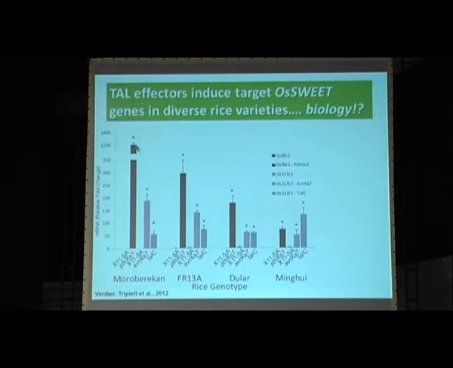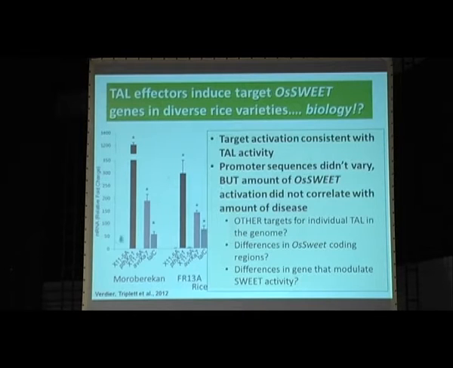I want to tell you that we also monitored the expression of the target genes. These are the OS-SWEET genes, and we asked, if we inoculate with the US strain containing the different TALs onto these different varieties of rice, a subset of the varieties, what do we see? Do we see the activation of the susceptibility gene? And indeed we do. But what's interesting is we do not see a correlation with the amount of activation of the gene and the amount of virulence.